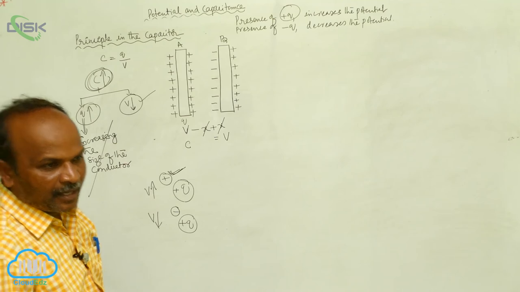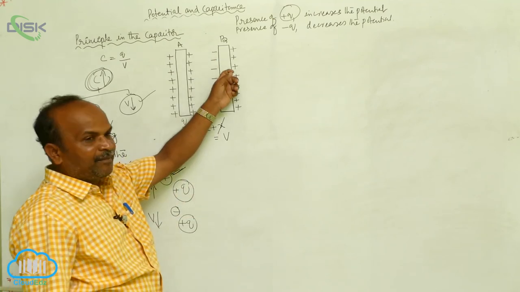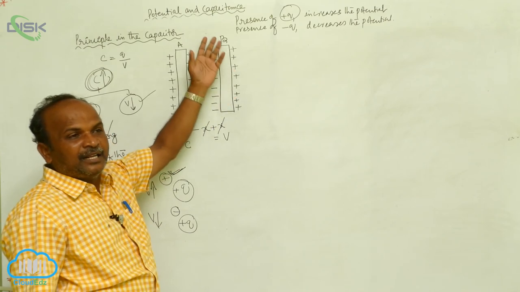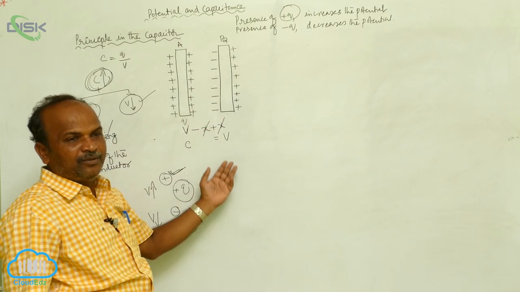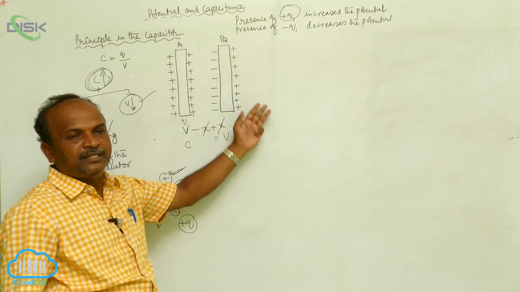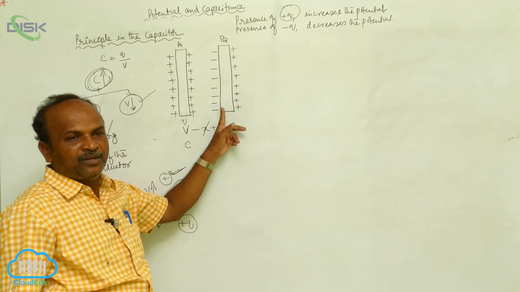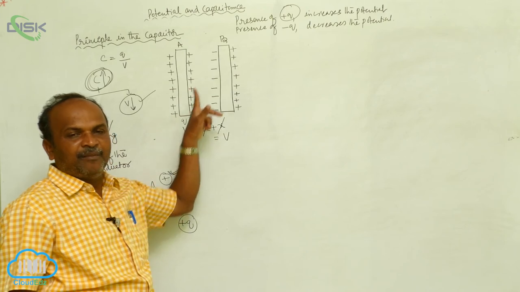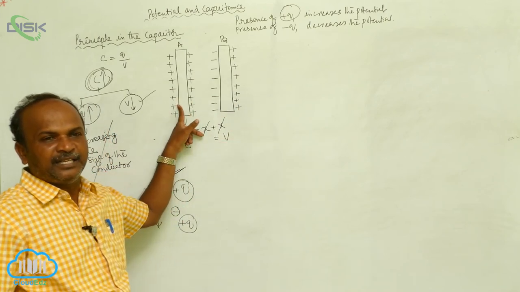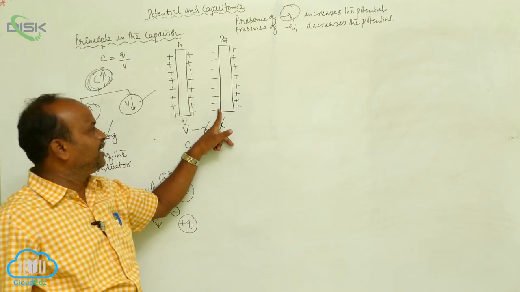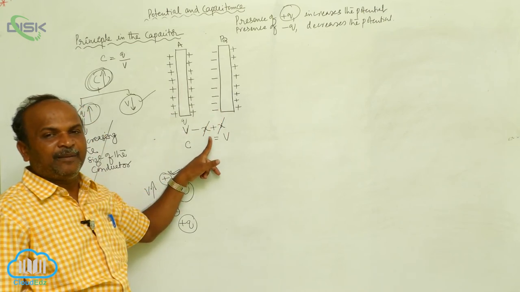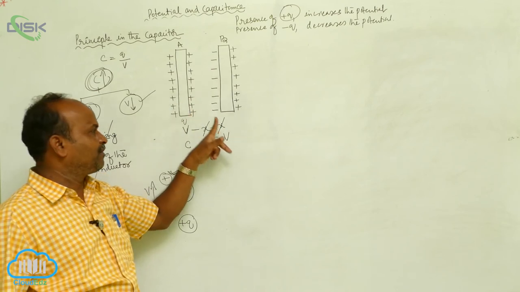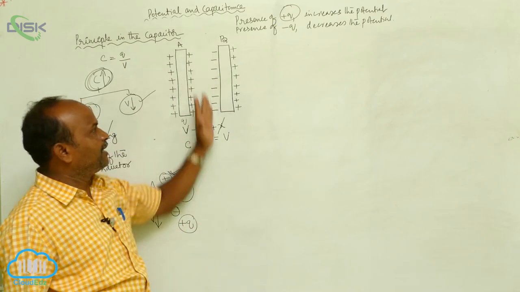V. Now, in this case, a neutral metal plate B is placed nearby the charged plate. Equal and opposite charge is induced, and equal and similar charge is induced on the farthest side. This is the negative charge, and this is the positive charge. Because of the negative charge, the potential is decreased; because of the positive charge, the potential is increased. For example, because of this negative charge, potential is decreased by an amount x, and because of the positive charge, potential is increased by the same x. Why? Because the magnitudes of the charges are same.